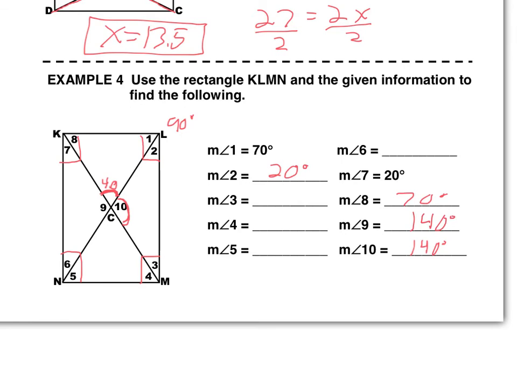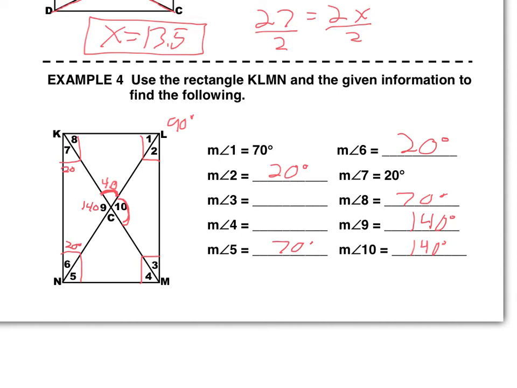Okay, now if I know that angle 7 is 20 and angle 9 is 140, can we figure out angle 6? Well, of course we can, right? 20 and 140 is 160. So angle 6 has to be the rest of that 180, which makes angle 6 20 degrees. And if angle 6 is 20 degrees, what is angle 5? It'd have to be 70 degrees, right? Because 6 and 5 together make the 90-degree angle of the rectangle.